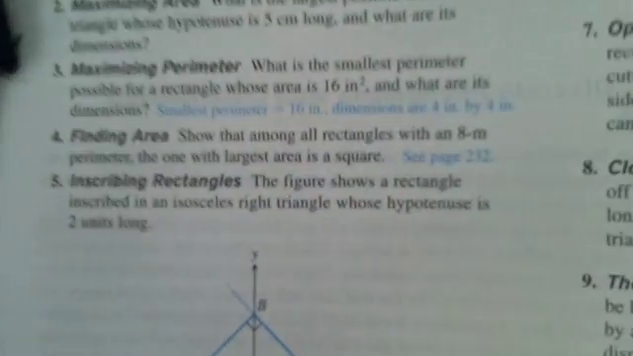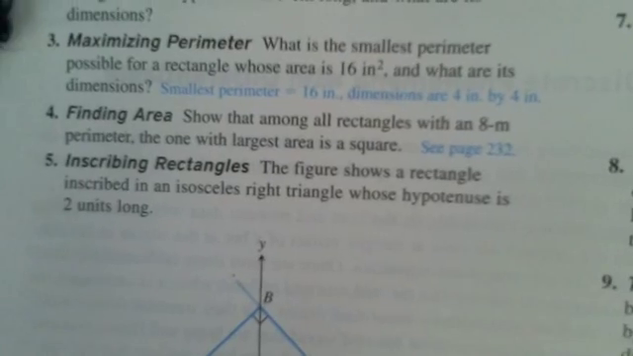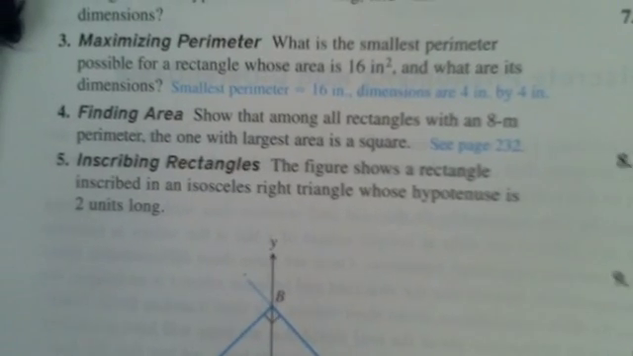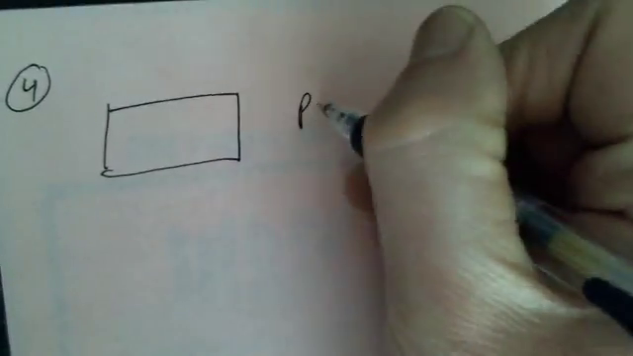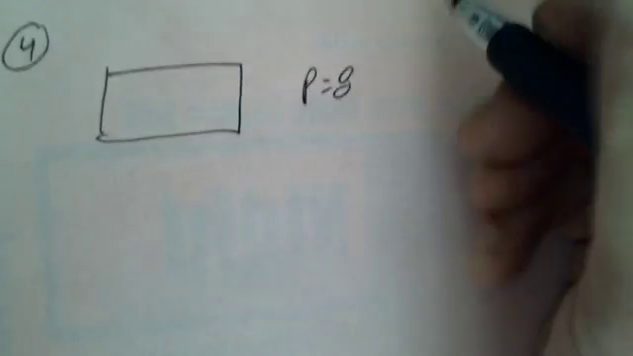Moving on to number 4. Alright, finding area. Show that among all rectangles with an 8-meter perimeter, the one with the largest area is a square. Alright, so we know intuitively this is true. But we need to show. Calculus is about showing.